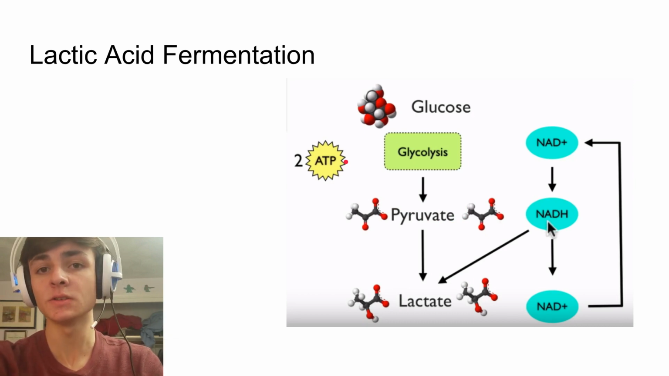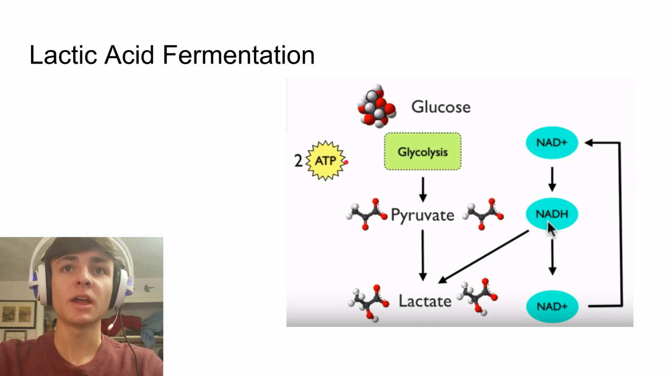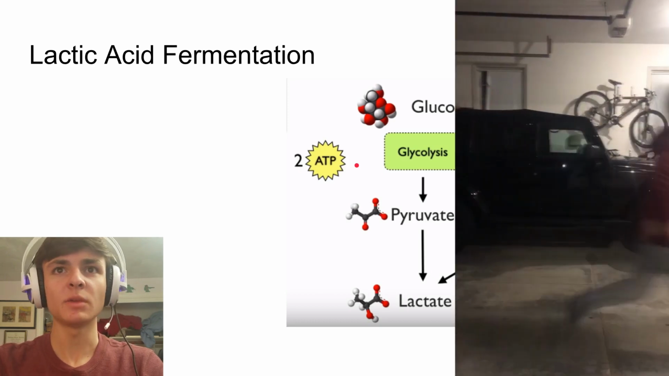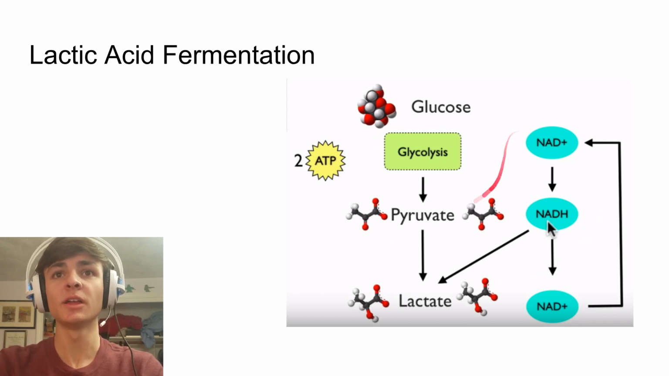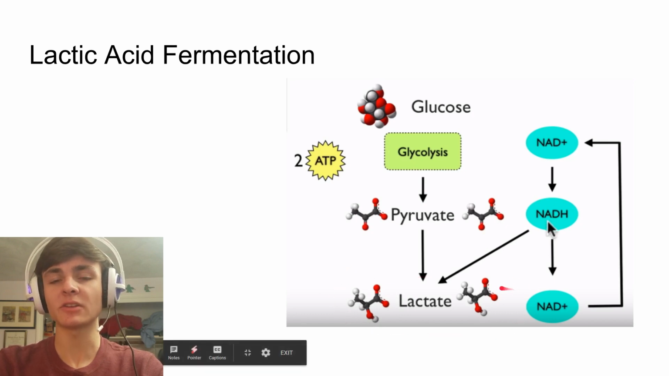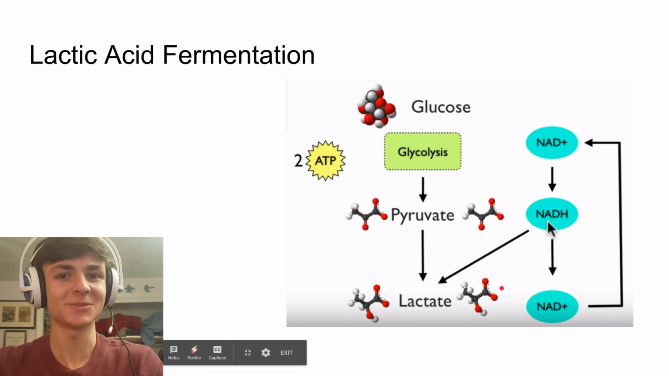This actually occurs when we are working out and when we're sprinting, because not only will we go through aerobic respiration or cellular respiration with oxygen, but we'll also be doing this as well, and this will be producing that extra 2 ATP. And that's like this lactic acid right here. This buildup actually causes us pain, so that's why it hurts when you work out.